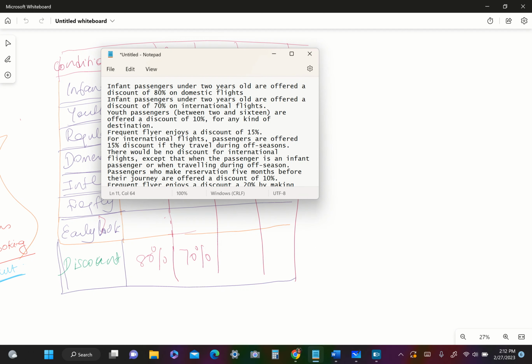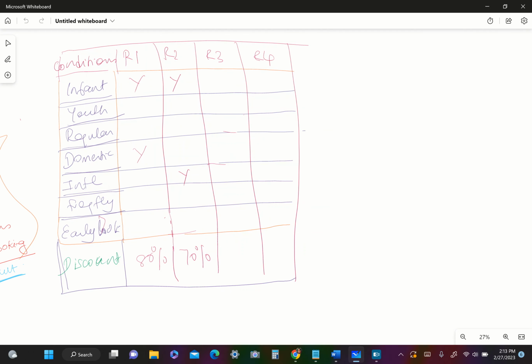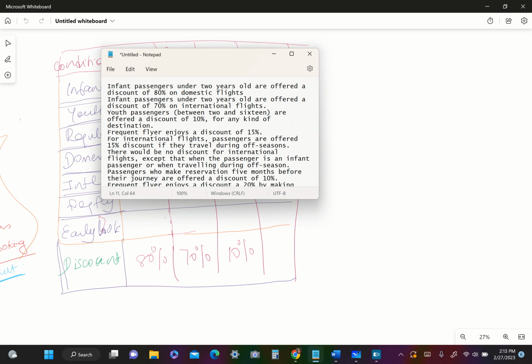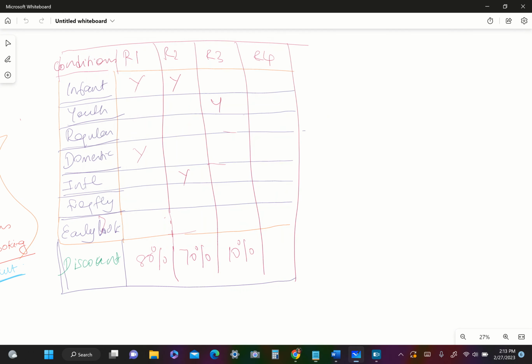The third rule is youth passengers are offered 10% for any destination. If you are a youth, you get 10%, so the other things really don't matter. You don't have to think about domestic, international, frequent flyer, early purchase, nothing. Okay, frequent flyers enjoy a 15% discount. So if you are a frequent flyer, that's rule number 4, 15%. So let's add more columns here.